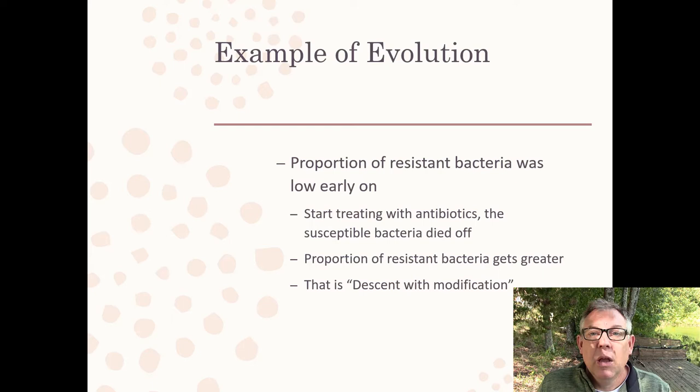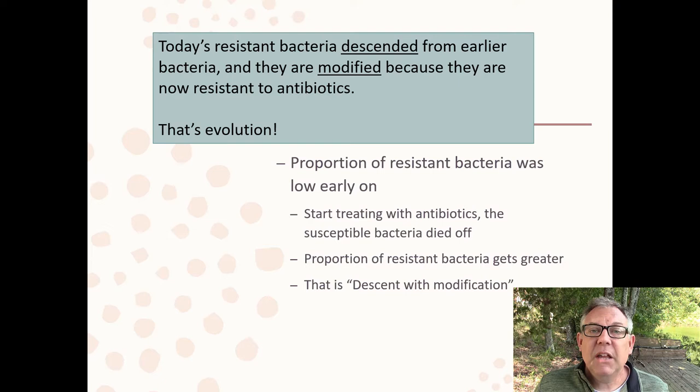Those resistant bacteria descended from earlier ones, but they're modified in that they're resistant. That's descent with modification. Today's resistant bacteria descended from earlier bacteria, meaning all living things come from other living things, right? All living things descend from their ancestors. The resistant bacteria that we see today descended from earlier bacteria, but they're modified. They had a mutation that caused them to have an advantage, and they're resistant to antibiotics. That's descent with modification. That's evolution.